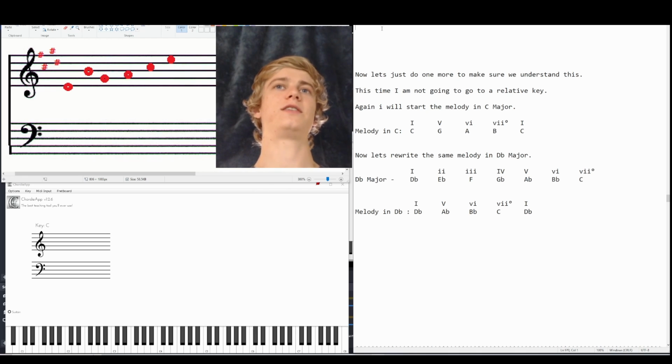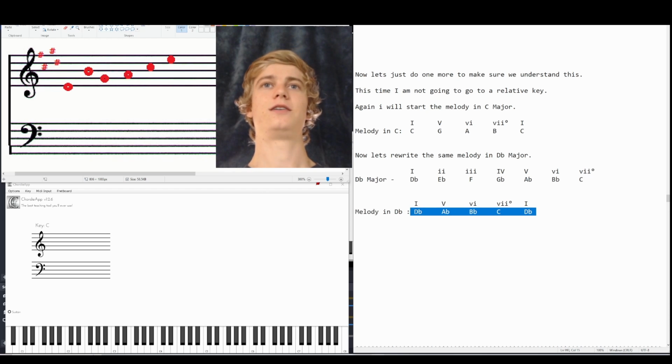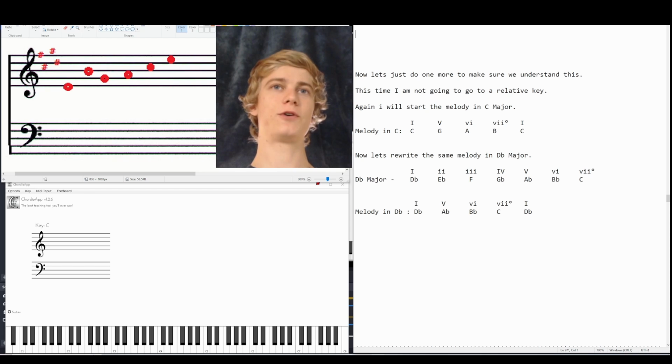So now let's rewrite the same melody in D flat major. D flat major has the notes D flat, E flat, F, G flat, A flat, B flat, and C. So it's quite a lot of flats. It doesn't matter though. All we're going to do is get our 1, our 5, our 6, our 7, and our 1, and plug in the correct notes that correlate to that. As you can see, we just have our same melody here. And now we know which chords we're going to choose if we want to further harmonize this melody, add accompaniment, or whatever.